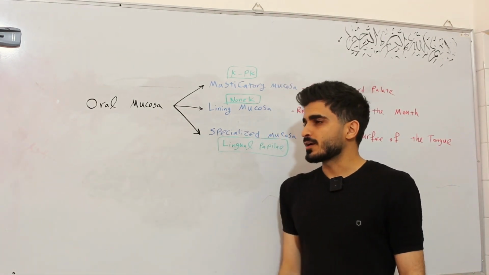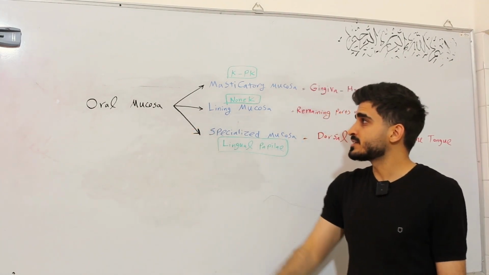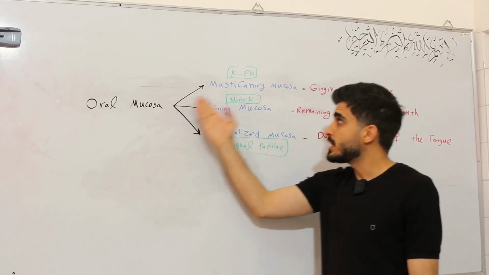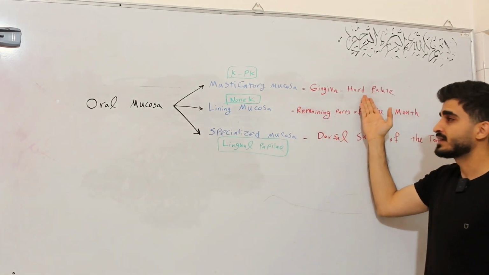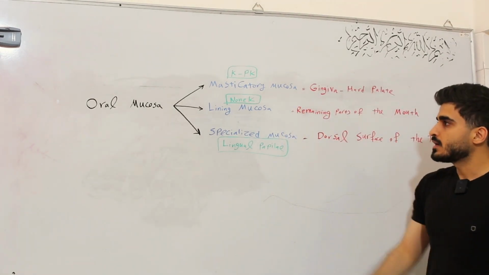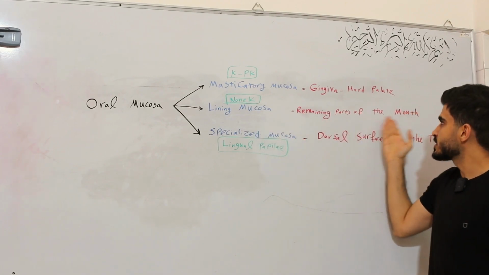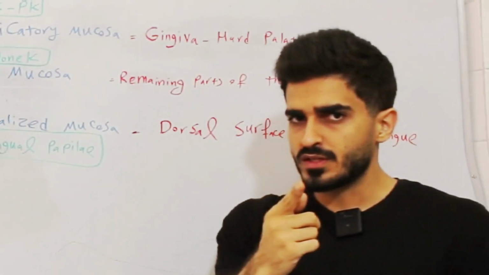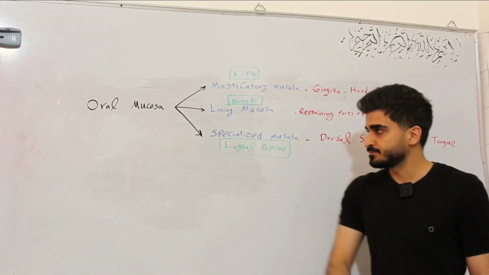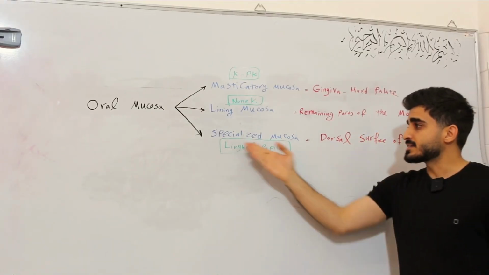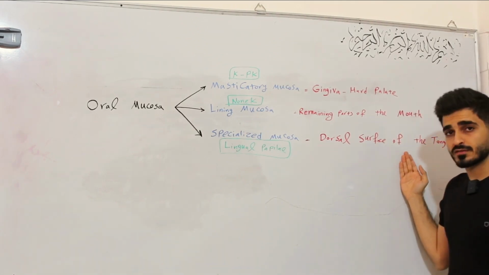The oral mucosa lines the oral cavity and can be categorized based on location into masticatory mucosa, such as the gingiva and hard palate. Lining mucosa, which covers the remaining parts of the mouth, pay attention please, except for the posterior part of the tongue. And specialized mucosa, which refers to the dorsal surface of the tongue.